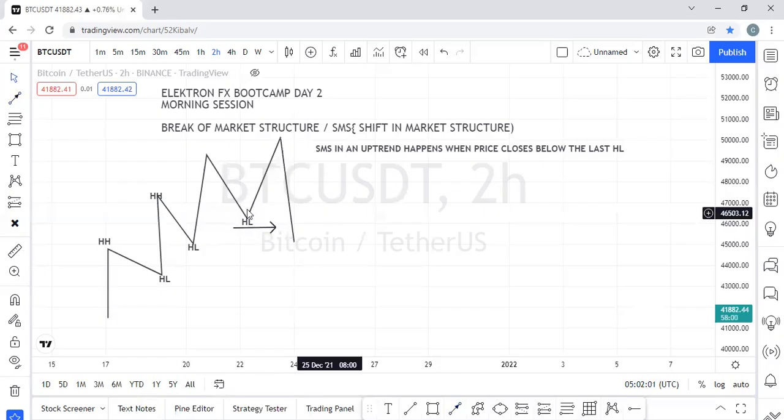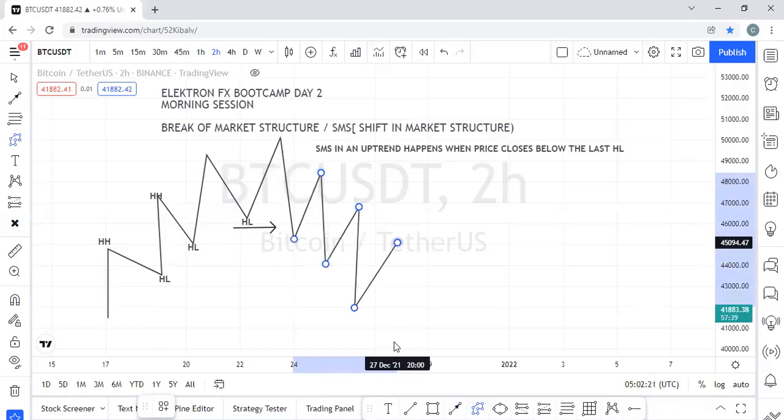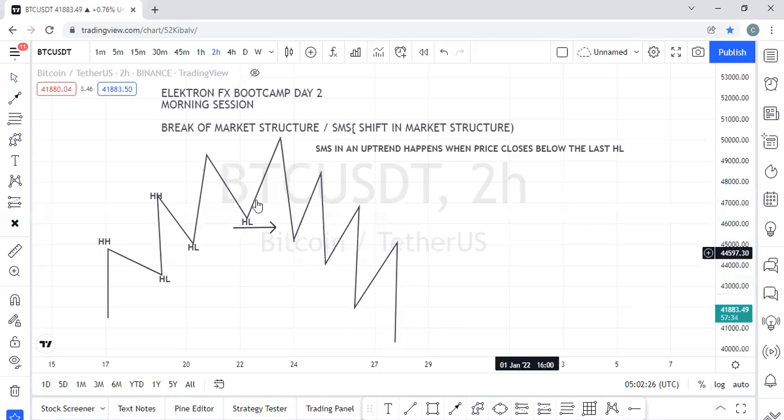So now you have seen that this market is no longer an uptrend, because the market has given us that shift in market structure. This is no more an uptrend. So after this, what do you expect? You now expect the market to start becoming a downtrend. Instead of continuing higher highs and higher lows, the market will start doing this immediately after you see that SMS. So this is how the market changes structure from an uptrend to a downtrend.